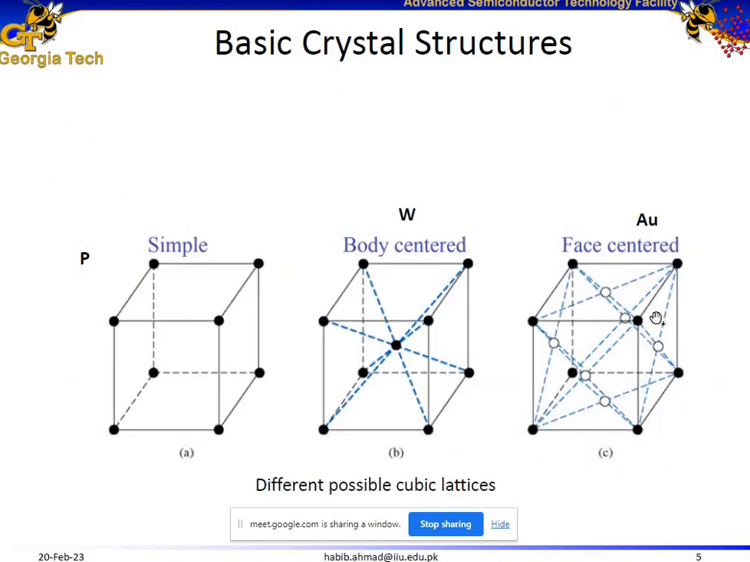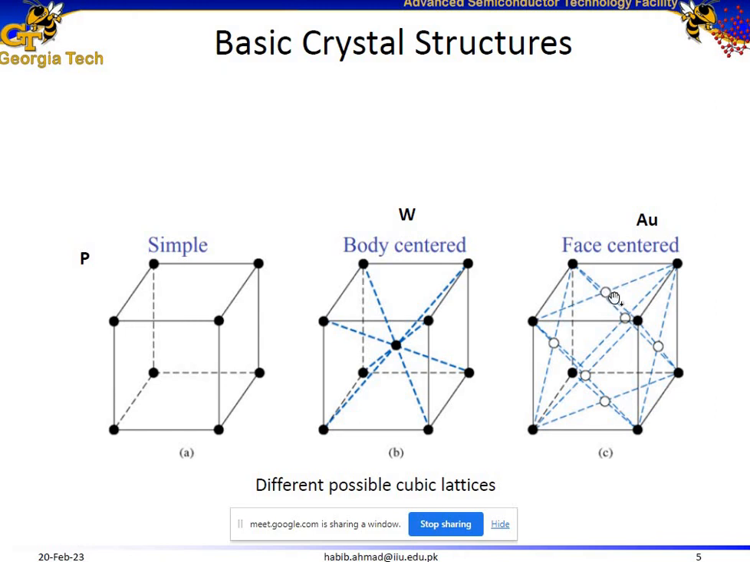Then going back to the face-centered cubic structure. In face-centered, we already know that the corners would contribute 1 atom per unit cell to the volume density. But how about the faces? How many atoms do we have in total from the faces? 6 atoms, because it has 6 faces, right?